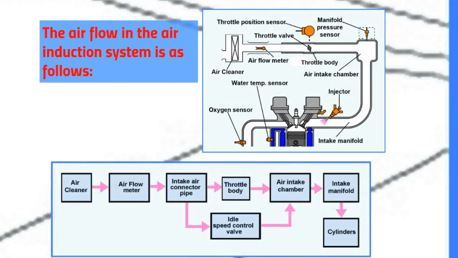The airflow in the air induction system is as follows: air cleaner, air flow meter, intake air connector pipe, throttle body and idle speed control valve, air intake chamber, intake manifold, cylinders.